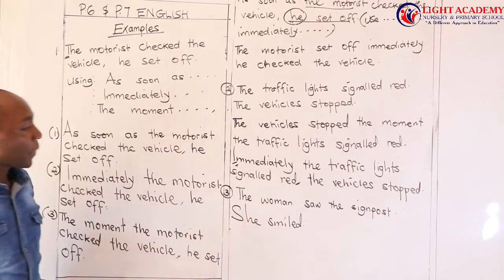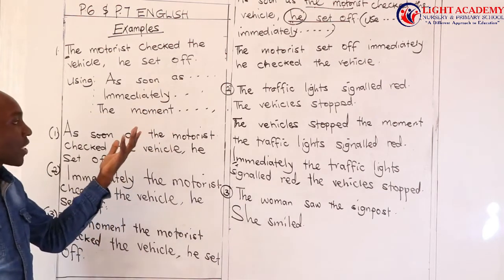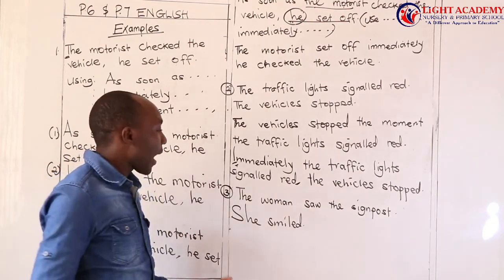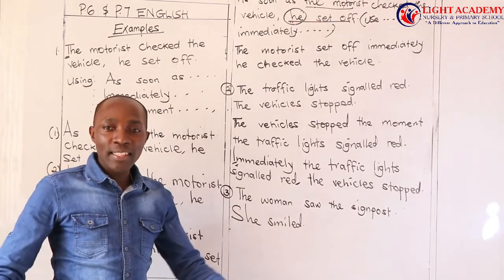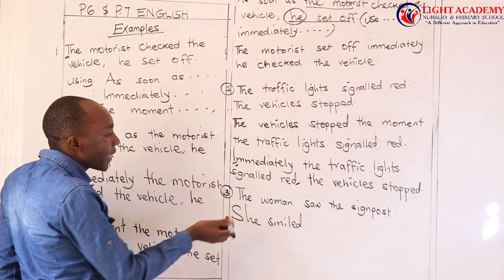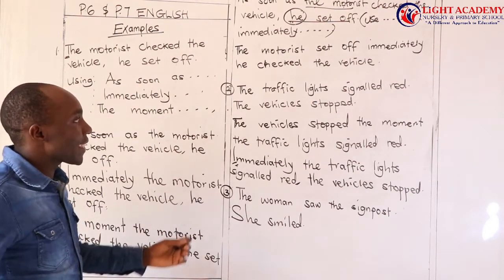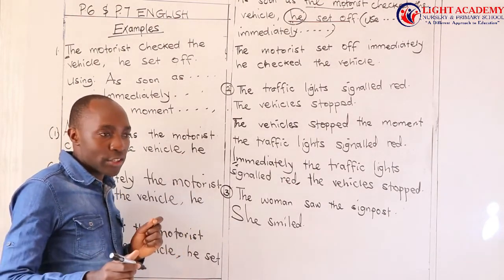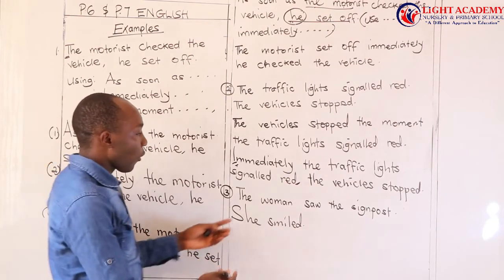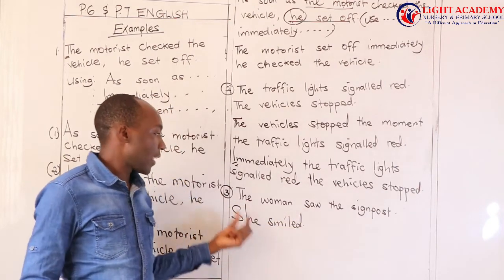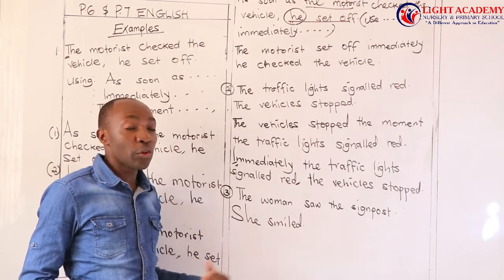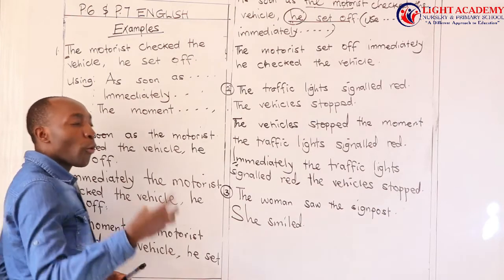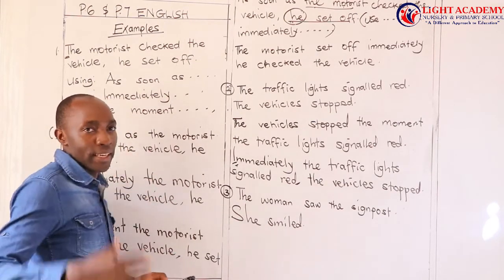Therefore, an examiner can tell us to use one of these structures, let's say, as soon as within the sentence. As soon as within the sentence. I hope you have already thought of the answer. If you have already thought of the answer, thank you so much. The answer here, I'm saying, if you are using as soon as within the sentence, in this case, I've told you, before answering this one, first think of the first action and the second action. What happened first? What happened next? Therefore, the woman saw the signpost. That's the first action. She smiled. She couldn't smile before seeing the signpost. Therefore, we are using as soon as within the sentence. The moment you are beginning within the sentence, begin with the second action.